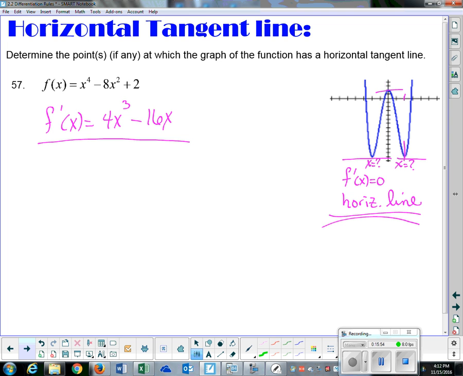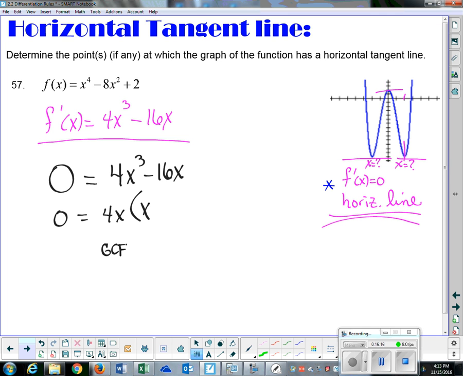Now, remember what we discussed? We thought this through and said, if it's a horizontal line, it has a slope of 0. So we're going to take our derivative and set it equal to 0. So 0 is equal to 4x squared minus 16x. I can factor a 4 and an x out of there. That's just GCFing, right? And then I'm going to have x squared minus 4. Always go back and mentally double check, distribute back through. Yes, we get that term. Yes, we get that term. Okay, I did a good job of factoring.